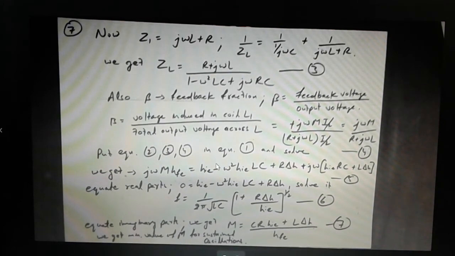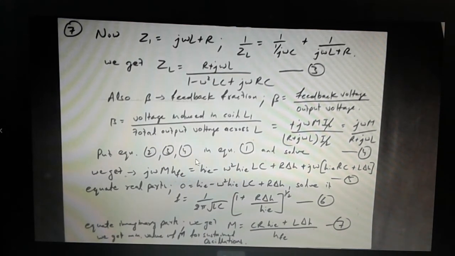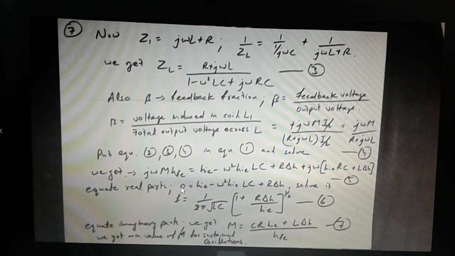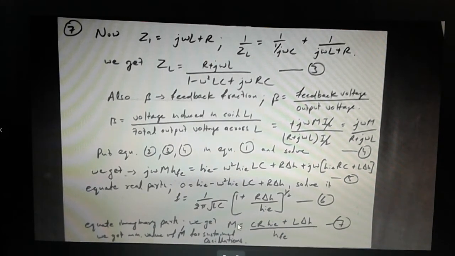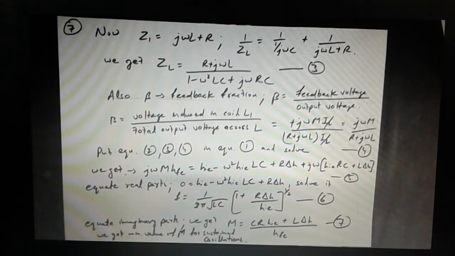All these steps are solved in the book, so you can do that in your notebook. Now if we equate the real part, we get the frequency of the oscillator, that is given in equation 6, and if you equate the imaginary part, then we get equation 7, that is the condition for sustained oscillation. So this is the value of mutual inductance which is required for sustained oscillations in the case of a tuned collector oscillator. So this was all about the tuned collector oscillator.